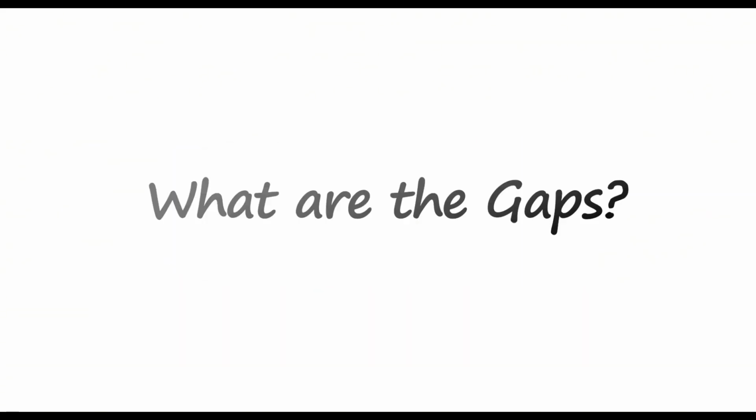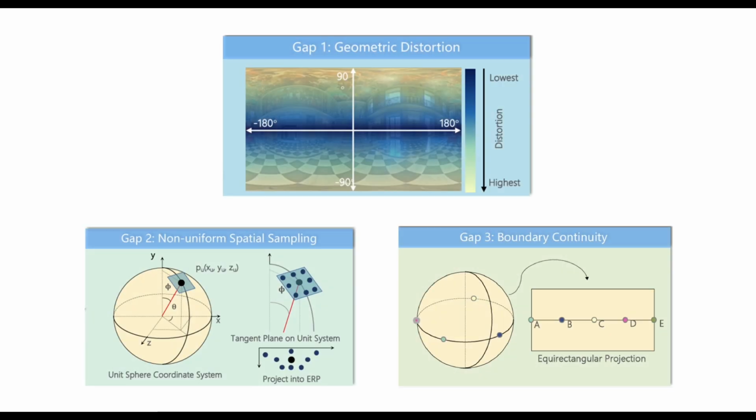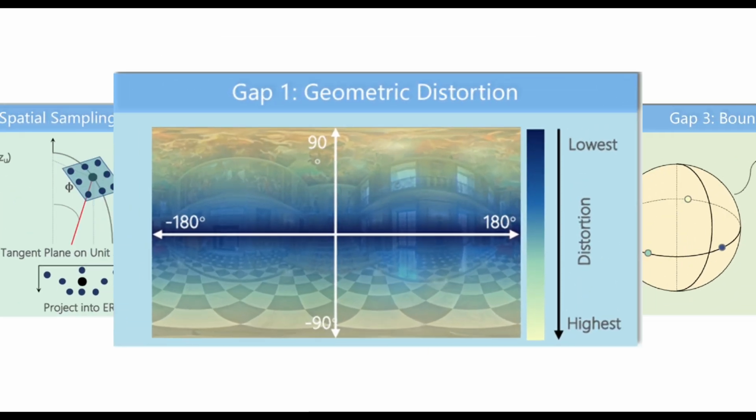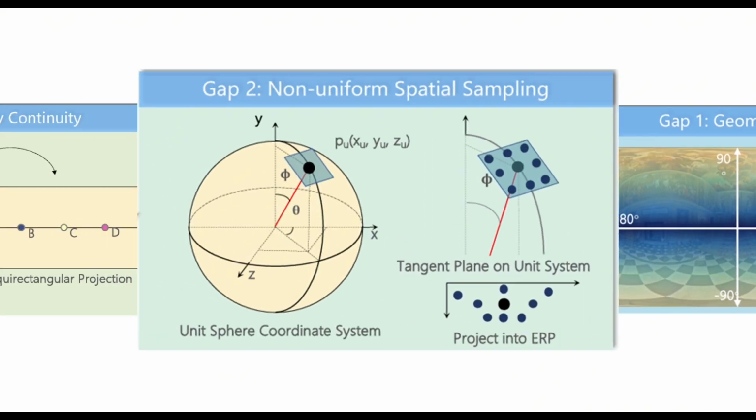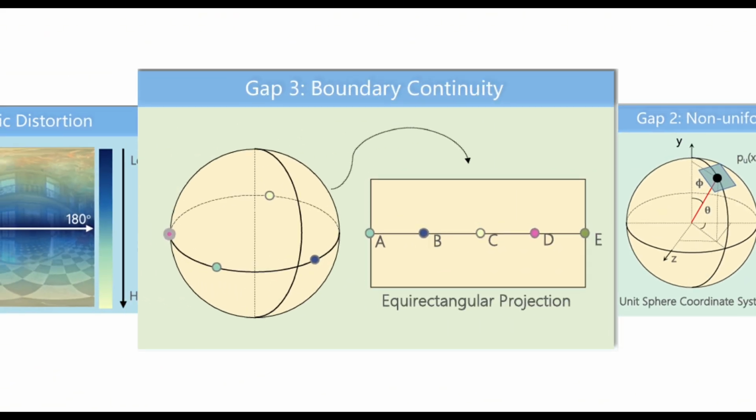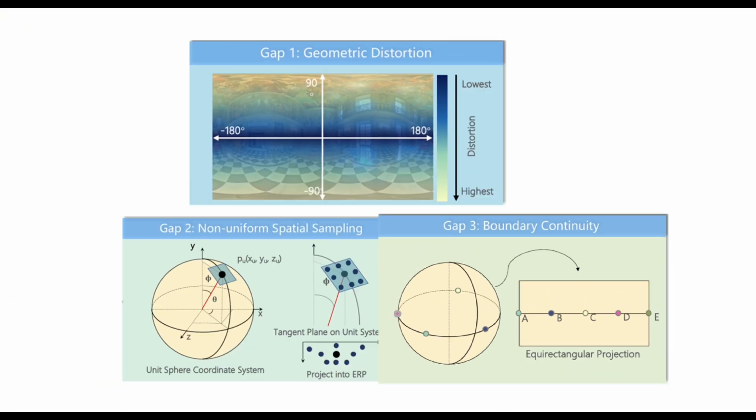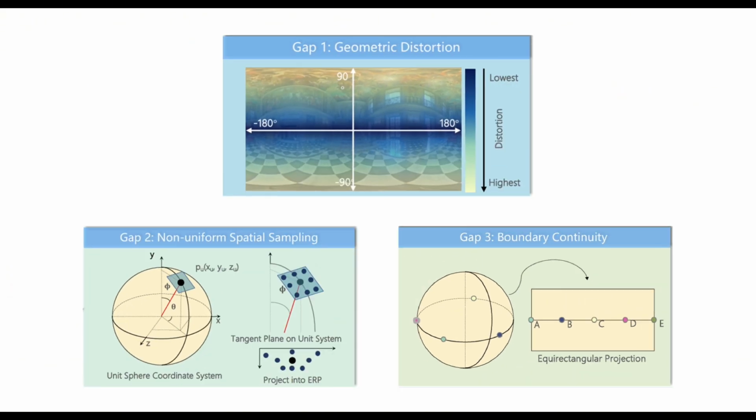So what are the gaps that we want to bridge? From our summary, there are basically 3 gaps. First, the geometric distortion near the poles. Second, the non-uniform sampling. Finally, the boundary continuity in ERP. These gaps explain why perspective methods cannot be directly applied to panoramas.